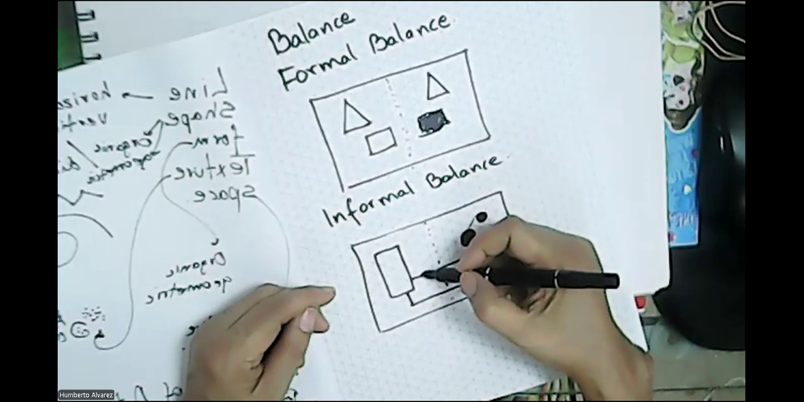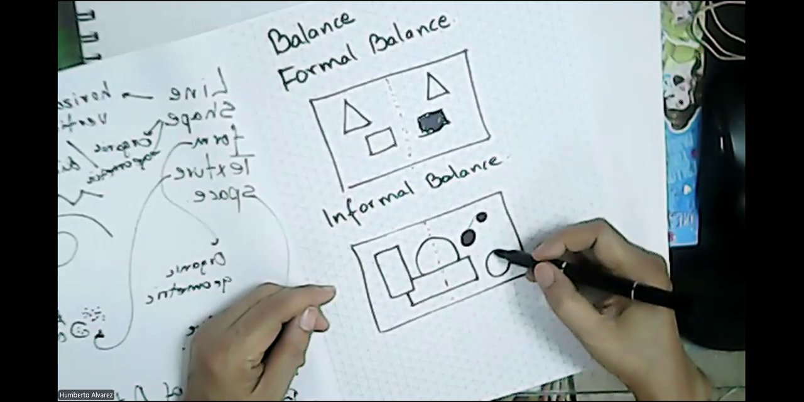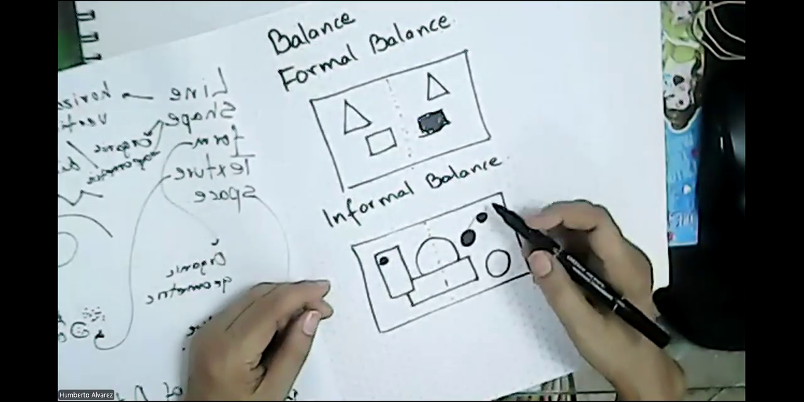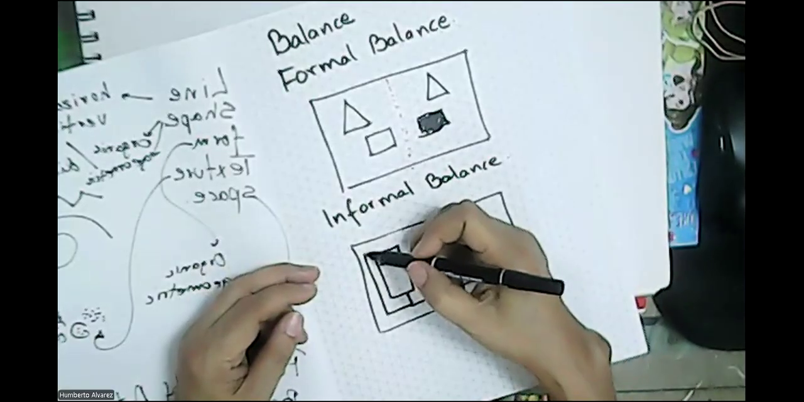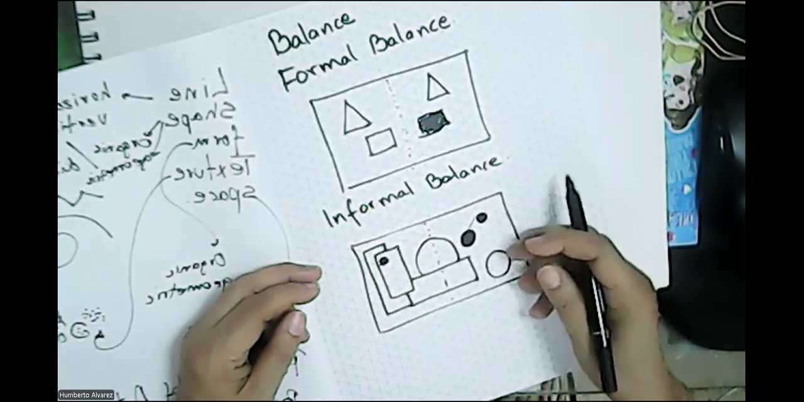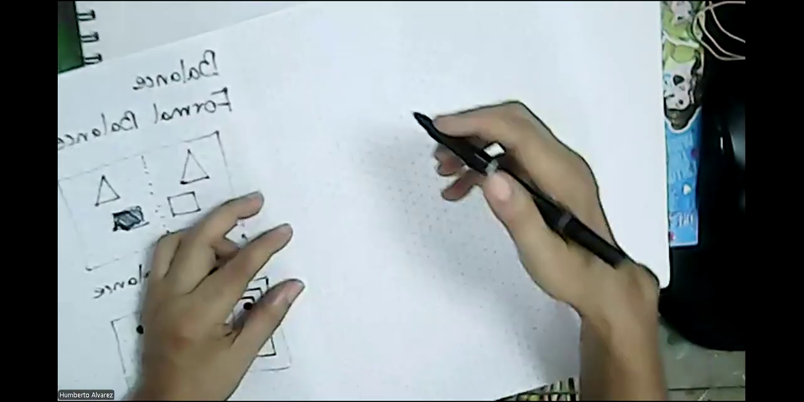You can have something else like this. You can have something else in here, a little dot in here. You can get creative, but this is actually informal balance. I think I'm going to put another shape in here to keep the balance. All right? And also we have a third type of balance, which is called radial balance.